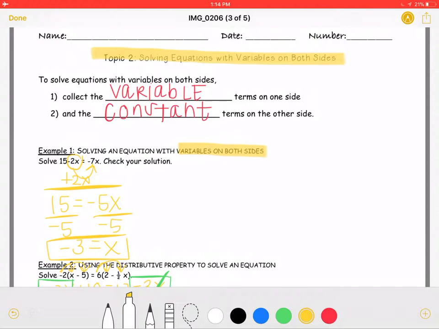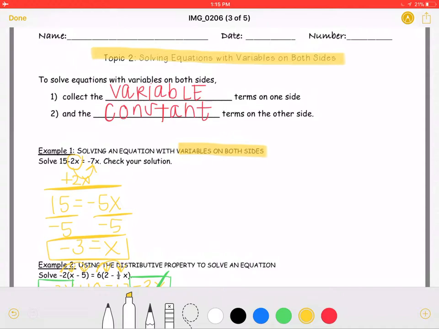So to solve equations with variables on both sides, we have to collect all of our variable terms and put them on one side, and then collect all your constant terms and put them on the other side. Doesn't matter which side you decide to put your variables on, the left or the right, just whatever you choose, you then want to put your constants on the other side. So we're just manipulating the terms and getting them to different sides so we can combine our like terms. So let's look at this first example here, solving an equation with variables on both sides.